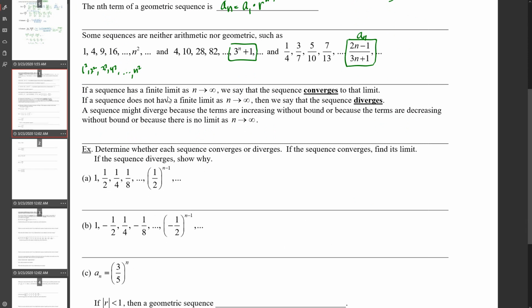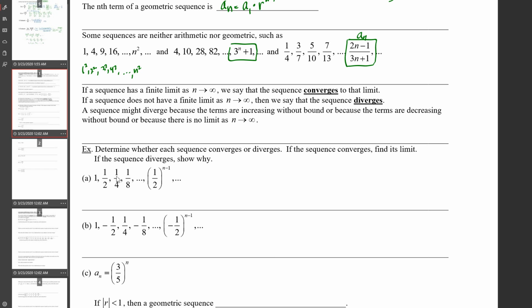If a sequence has a finite limit as n goes to infinity, we say that that sequence converges to that limit. If a sequence does not have a finite limit as n goes to infinity, then we say that that sequence diverges. Now, a sequence might diverge because the terms are increasing without bound, or because the terms are decreasing without bound, or because there is no limit as n goes to infinity, all right? So let's go ahead and look at what this means.